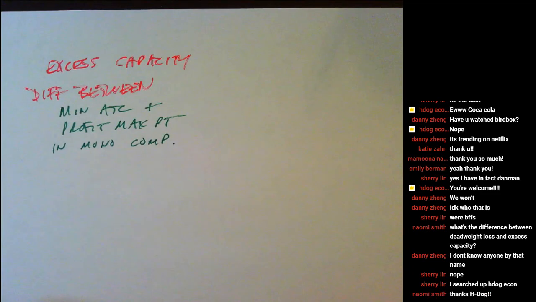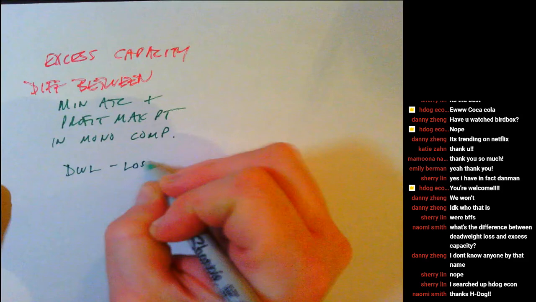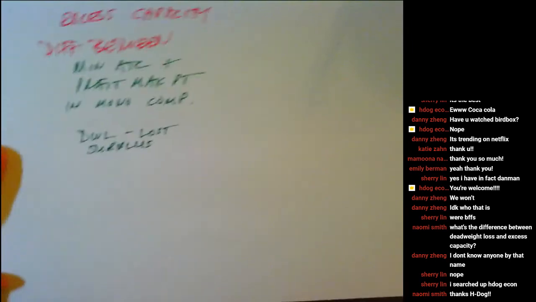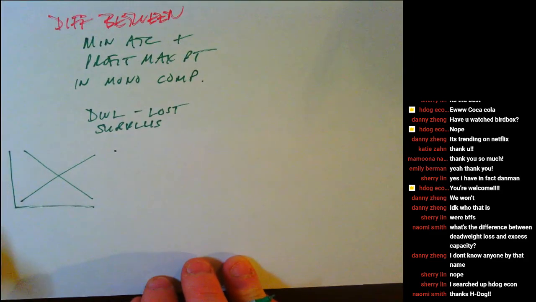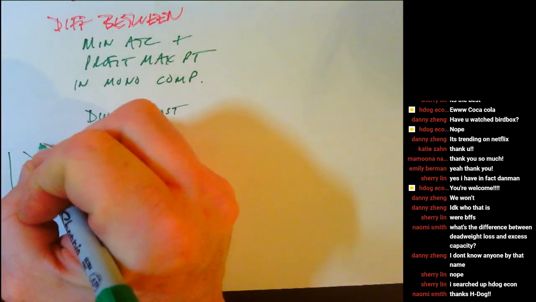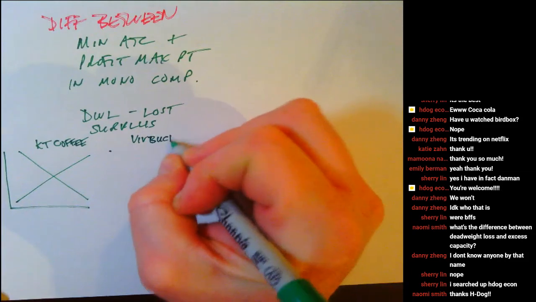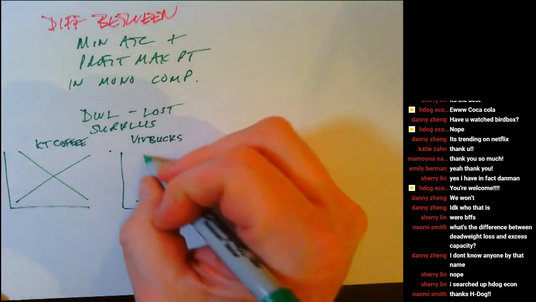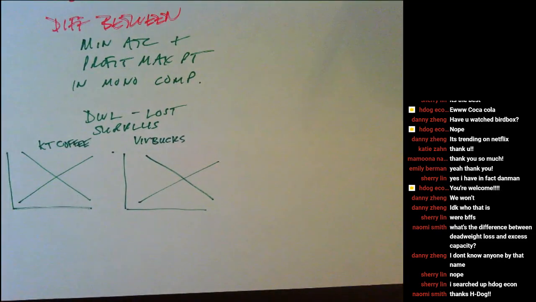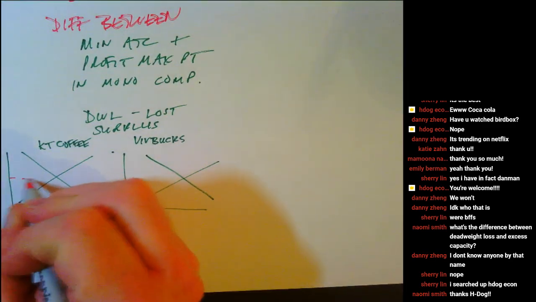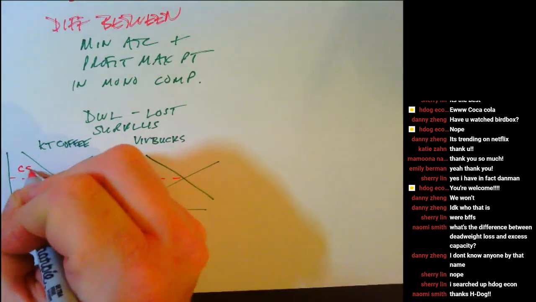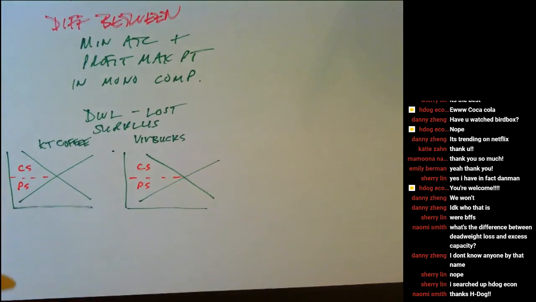Another thing is dead weight loss is lost surplus. And I can show you about dead weight loss real quickly. So for instance, if we have coffee, let's say there's Katie Coffee, and then there's Viv Bucks. Okay, two firms operating here. What you're going to see here is that they each have consumer surplus, producer surplus. Okay, so there's your Katie Coffee and Viv Bucks.